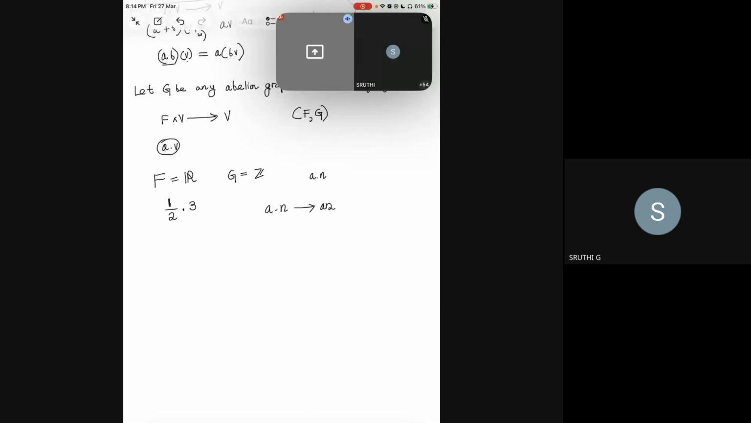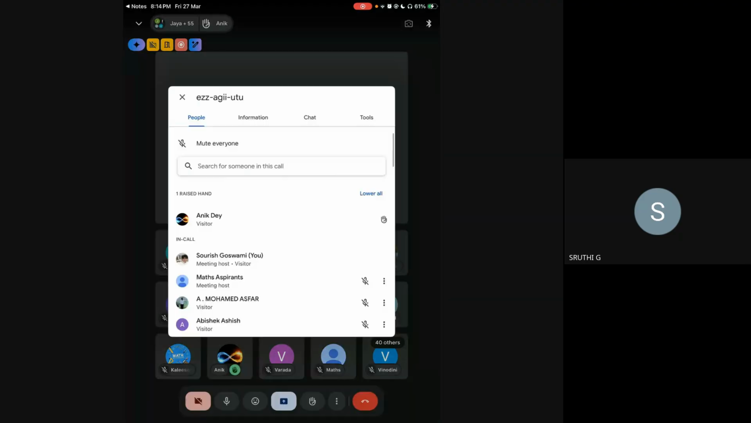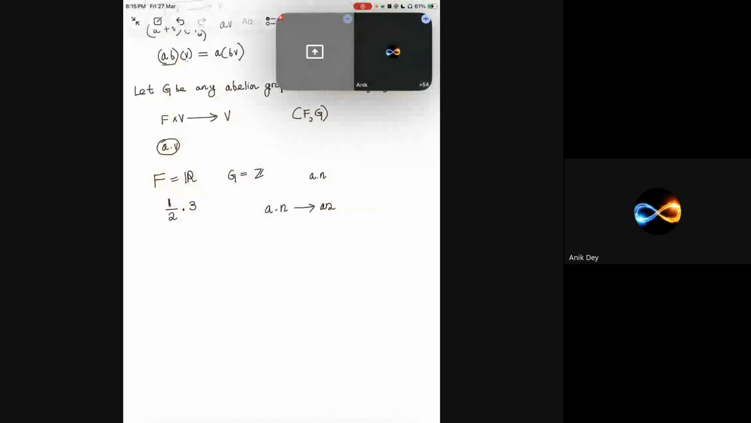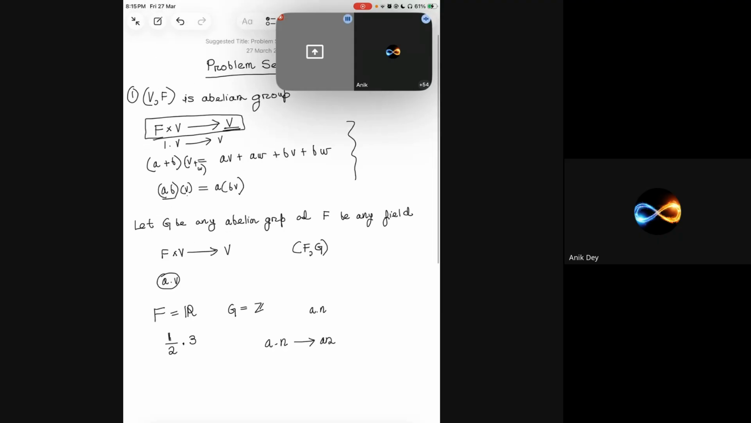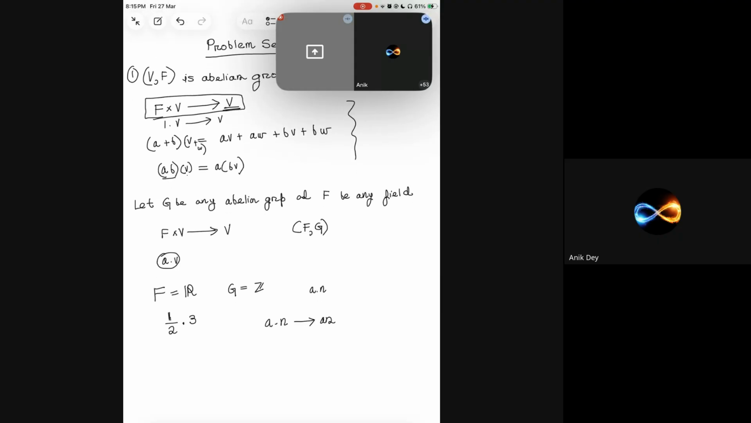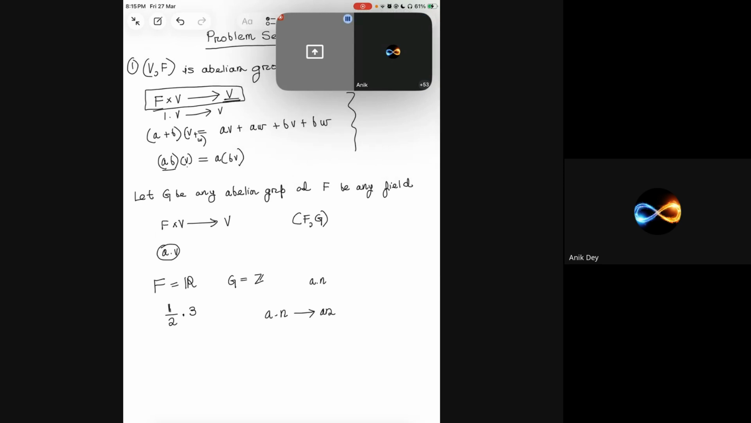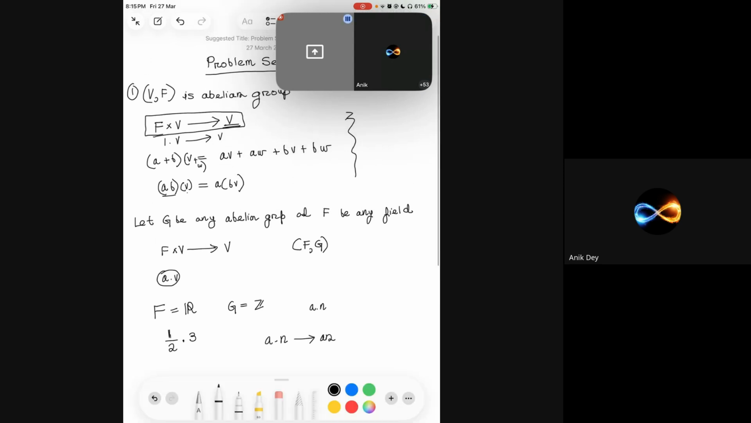Okay, somebody has raised their hand. Yeah, Onik, please say. The problem I'm facing is that will we ever have any kind of natural map from F cross G to G? I'm not able to construct something. Okay, you don't need a natural map. I understand what you are trying to think, but my question is, does such a map always exist given a group and a field? If you can just give me any map that works.